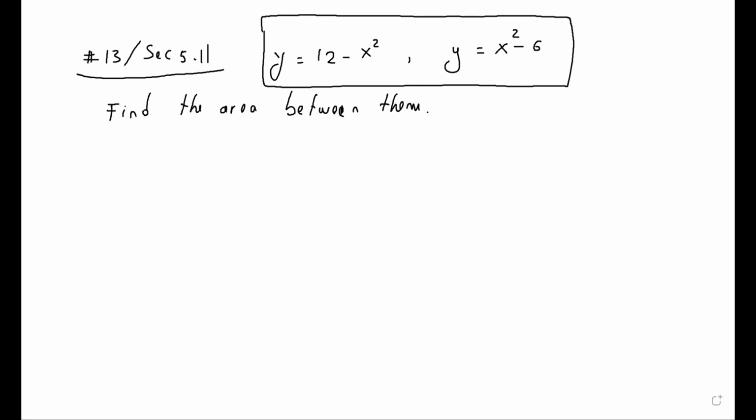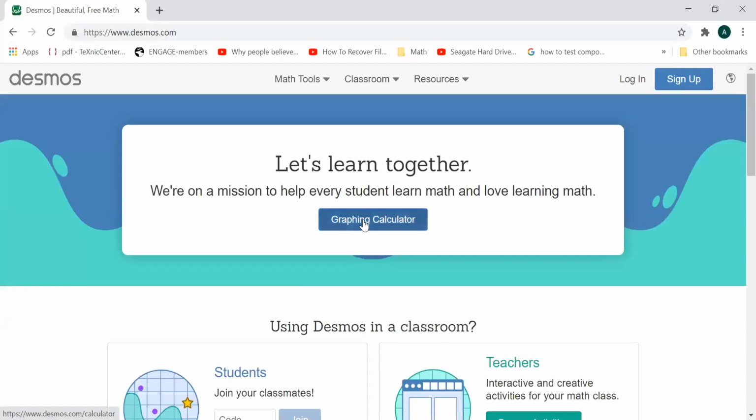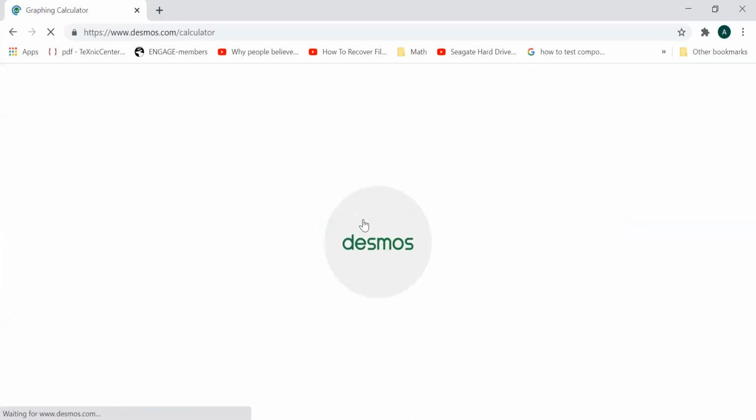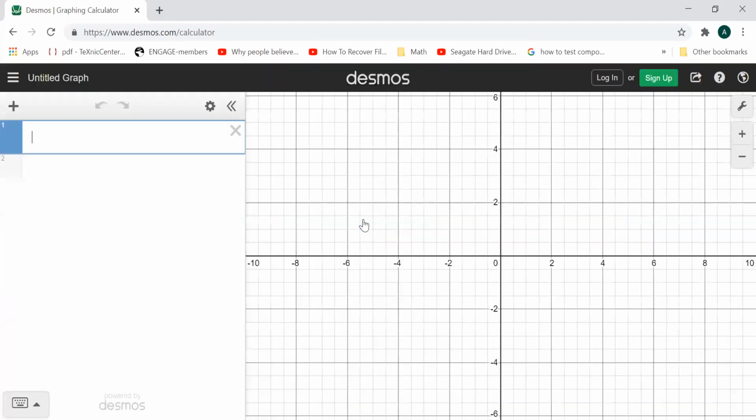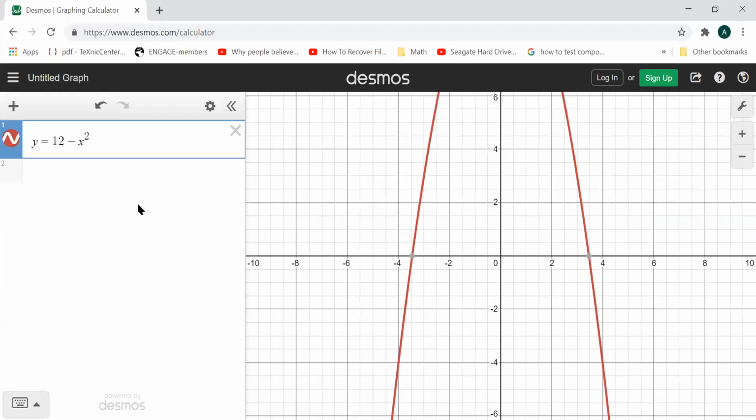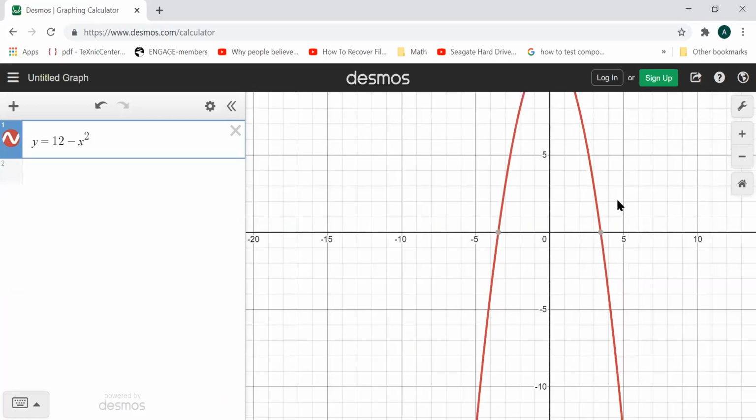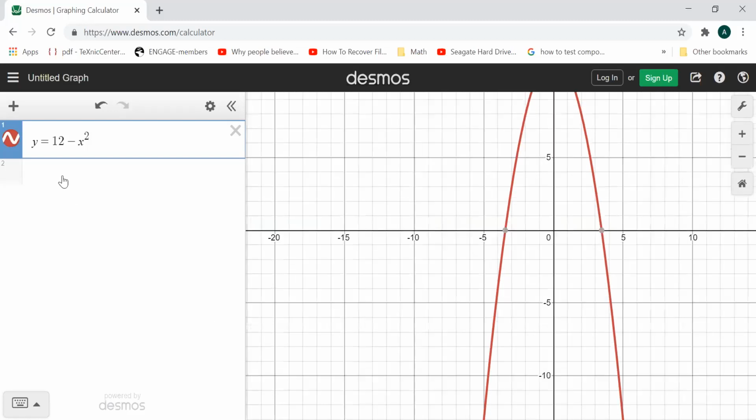So let's pull Desmos up here on the screen. There we go. There's my Desmos. I'm working in Desmos right now, the graphing calculator, and I have the curves. For this problem, y equals 12 minus x squared. All right, there's one of them. Let's make them a bit smaller so we can actually see them. And the second one in problem 13 is y equals x squared minus 6.